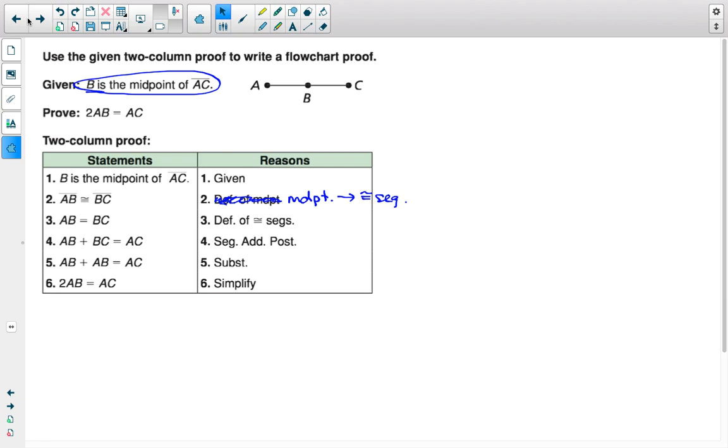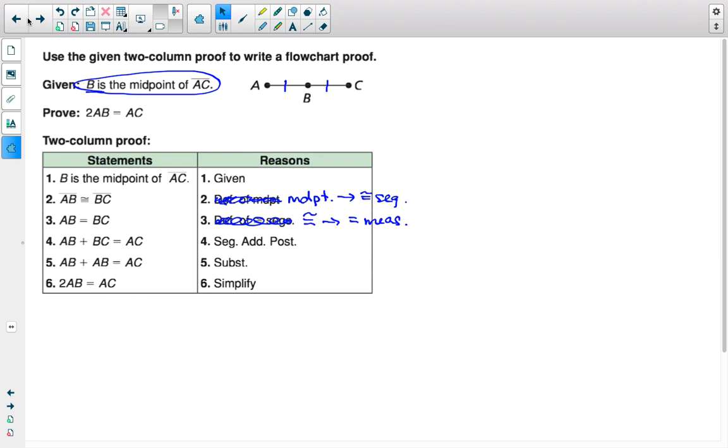Okay, so I'm going to draw that right on my picture, and that's what you guys should do too. Whenever you make a new discovery, you should draw it on your picture. So we just said that segment AB is congruent to segment BC. Well, what does that mean? Oh, that means their lengths are equal. So we're going to say congruent means equal measures.